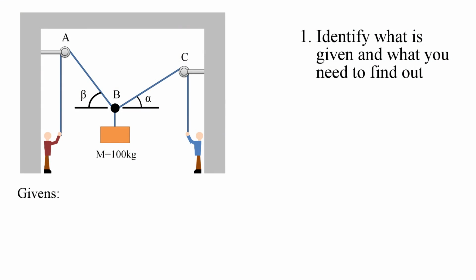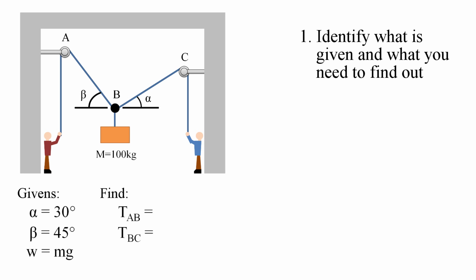So in this problem, you are given the angles alpha and beta and the mass of the crate. Let's write this down. Alpha is equal to 30 degrees and beta is equal to 45 degrees. Since we want the weight of the crate and we are given the mass, we need to convert it. So let's convert the mass to weight by using the equation W is equal to mg. Now, we need to identify what are the unknowns. In this case, there are two unknown forces. Let's denote these two forces on the cables as T sub AB and T sub BC.